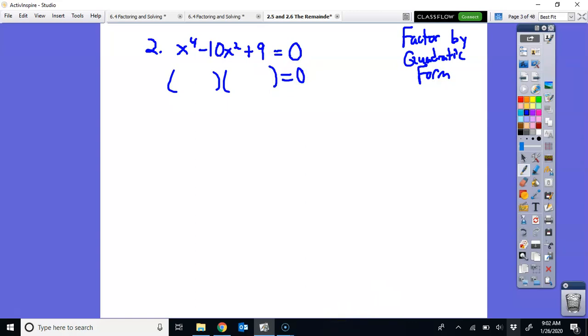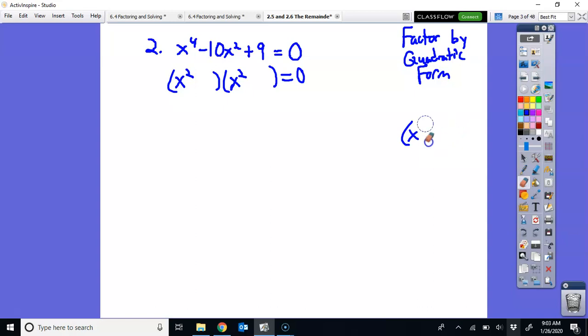backwards. In other words, the first term here is x to the 4th. The middle term is x squared, which is half of x to the 4th. We can split up x to the 4th into x squared and x squared. Very similar to what we did back in the quadratics chapter when we split up problems into just x and x because the middle term was just x. This one we have x to the 4th because the middle term is x squared. We split it up into x squared and x squared.